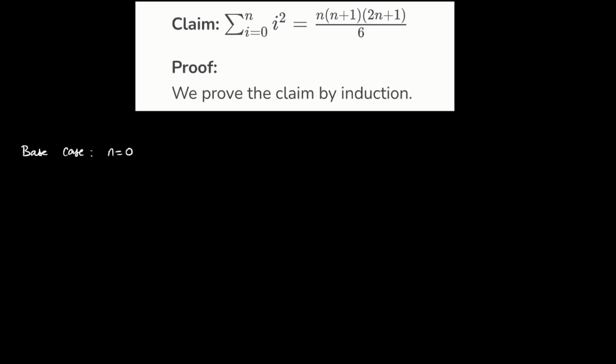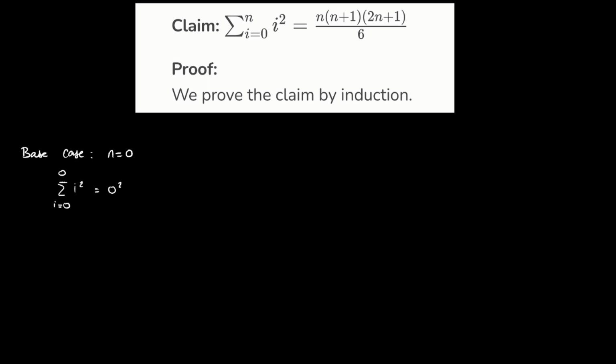So if n equals 0, we're doing the sum of i squared from i equals 0 to 0. And this is one of the properties that we already know, which is that if the first and last number of the summation are the same, then the summation is just equal to the expression of that number. So since we're starting at 0 and ending at 0, this is just equal to 0 squared, which is 0.